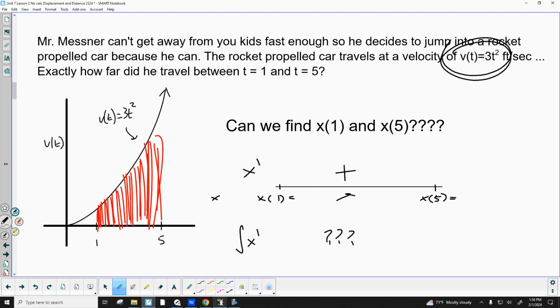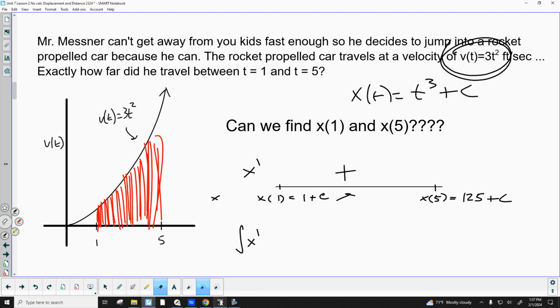Now, how do you go to x from v? You take your antiderivative. Now, hold the phone. Your position function should be t cubed plus c. That's what it is. That's okay though, because my position at time 1 is 1 plus c. My position at time 5 is 125 plus c.